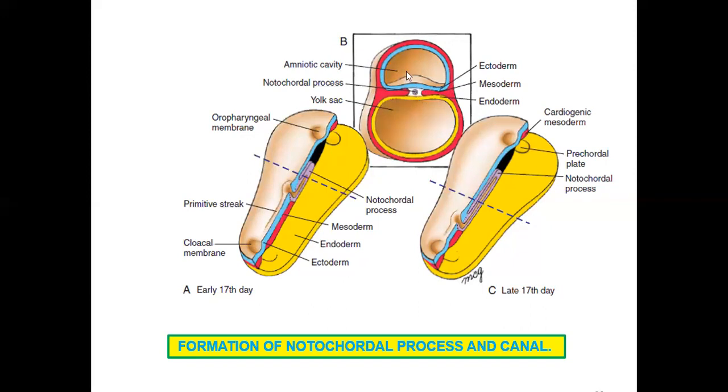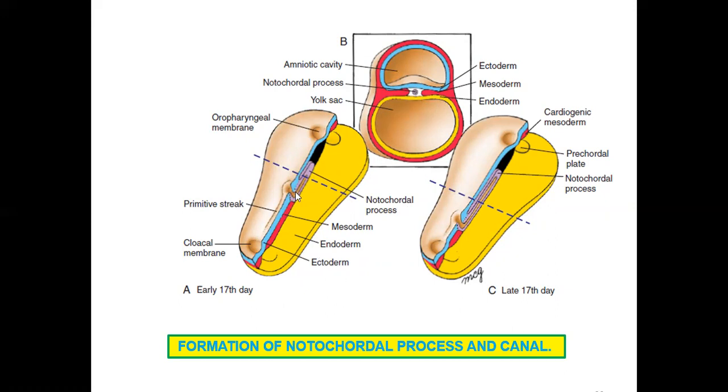So here, the trilaminar germ disc has been formed, and the notochordal process has also been formed. So this corresponds to the late 17th day. Now the next step will be the formation of the notochordal canal. Here, as you all remember, this was the primitive node, with Hensen's node having a depression inside it. So it will also extend into the interior of this notochordal process, and this will form a notochordal canal.